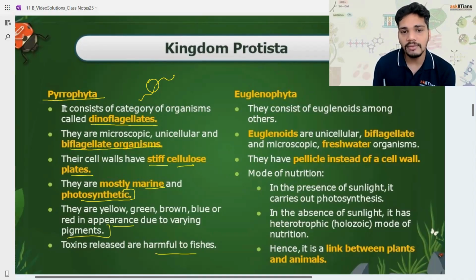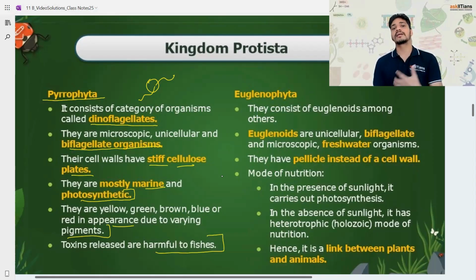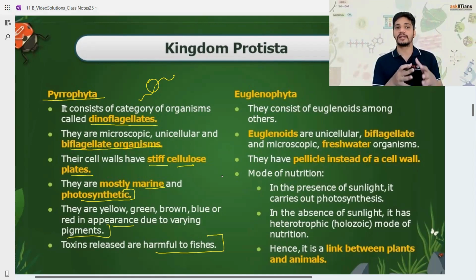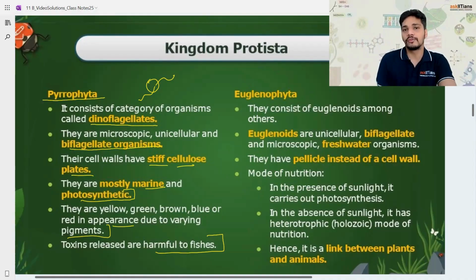Toxin release is harmful to the fishes. So Pyrrophyta, if they release the toxin in the surrounding environment wherever they are right now, it will create a problem to the fishes, right?